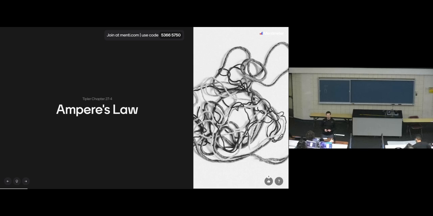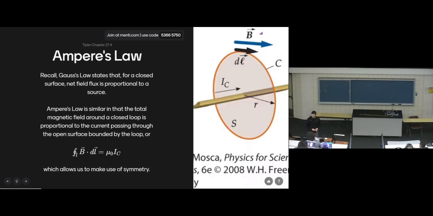Gauss's law was not about current; charge was related to flux, right? You have some closed container here. If I put a positive charge inside my water bottle here, then the amount of electric field lines coming through the surface of my water bottle is proportional to how much charge is inside of it. So Ampere's law says something very similar. If you have a loop instead, and there is current that goes through the loop, then the net integral of the magnetic field around that loop is proportional to how much current passes through the loop.